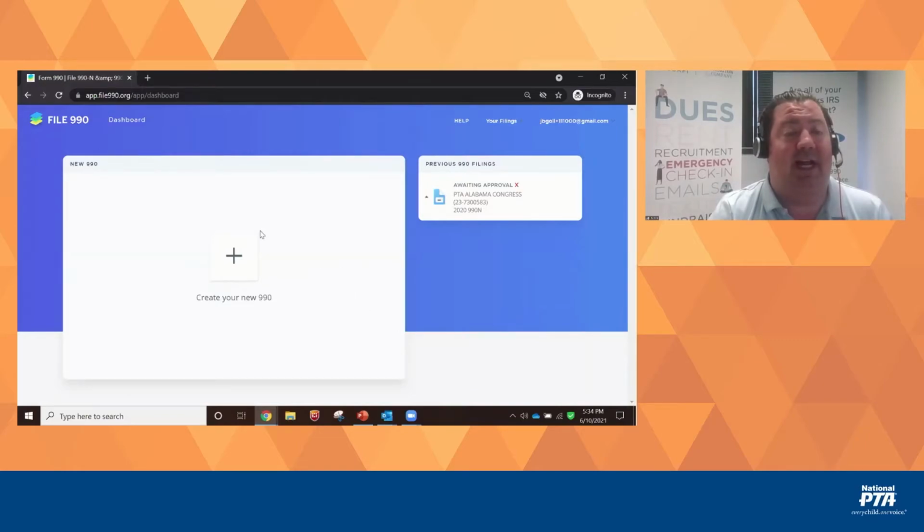So normally an organization that's not a File990 partner would have a filing fee to pay, but the state PTA has a special deal with us. So it is paid for by the state PTA. So it has been submitted and is waiting IRS approvals. This group had already filed, so this will be rejected because they've already filed, but it's a good example of what the system can do.